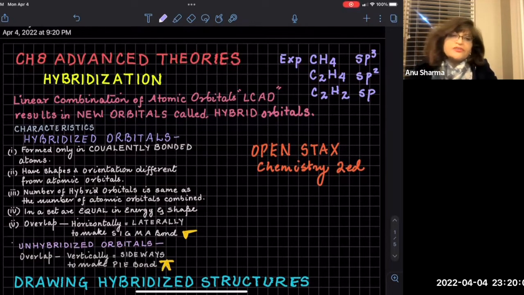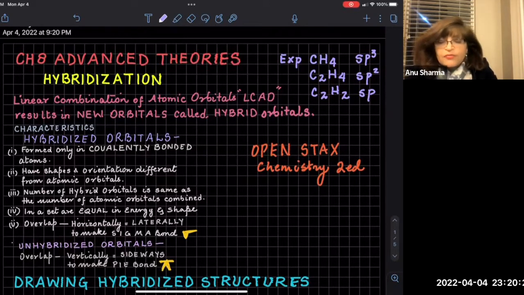So what are the characteristics of the hybridized orbitals? They only form in covalently bonded atoms. That's one thing. Next, they also have shapes and orientations, just like the atomic orbitals, but since they are formed by the mixing of the atomic orbitals, their shapes and orientations are different from the atomic orbitals, but they do have them.